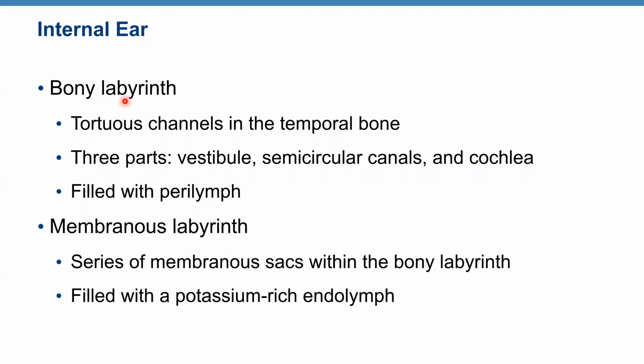Okay, so when we're talking about bony structure, those are channels in the temporal bone, and there are 3 parts: vestibule, semicircular canals, and cochlea. And they are filled with fluid called perilymph. Inside vestibule, semicircular canals, and cochlea, we have membranous structure, membranous labyrinth. And those membranous structures also have fluid inside. It's called endolymph, and it's rich with potassium. Right, so those are a series of membrane sacs within this bony labyrinth.